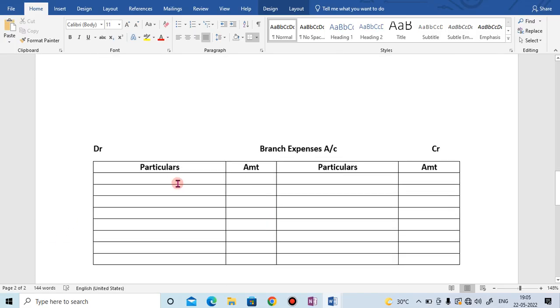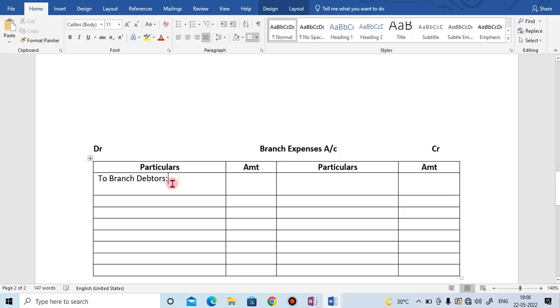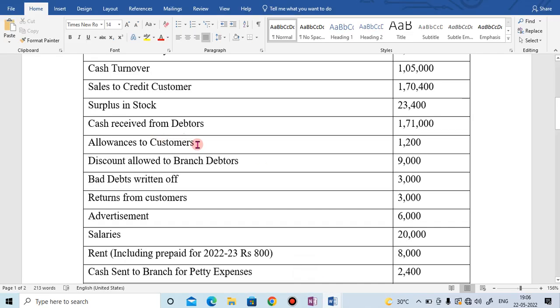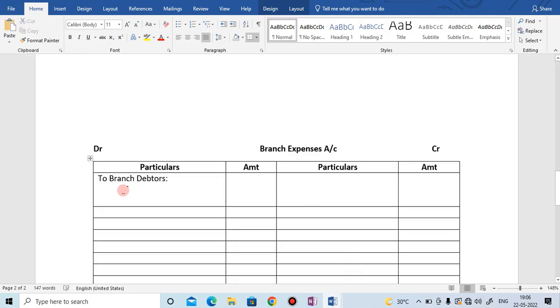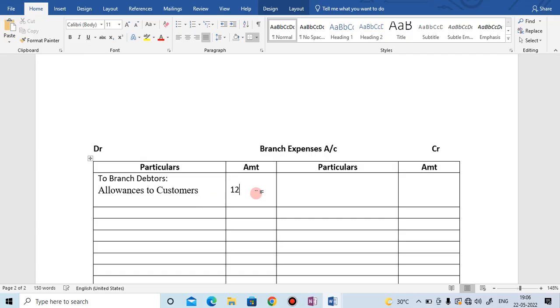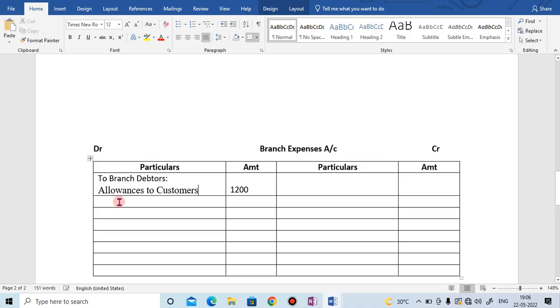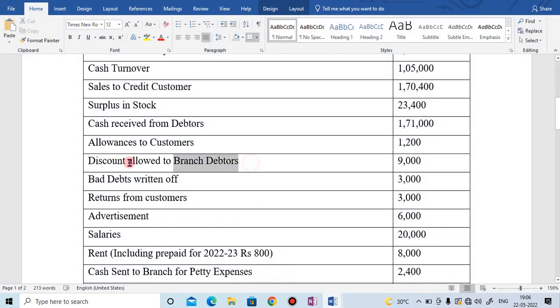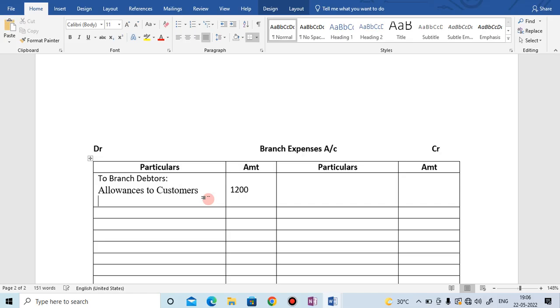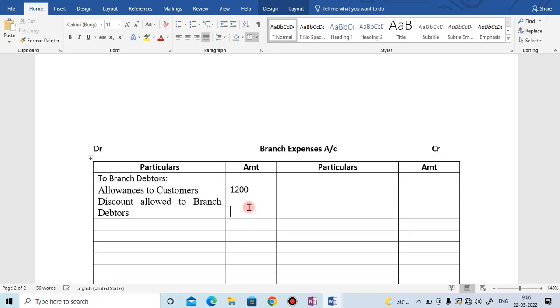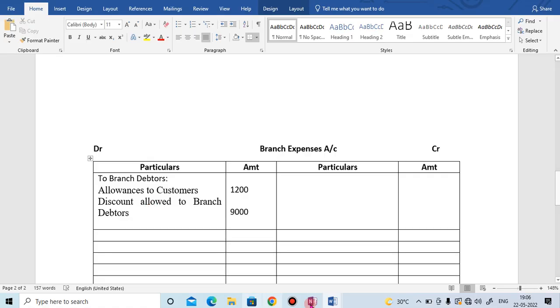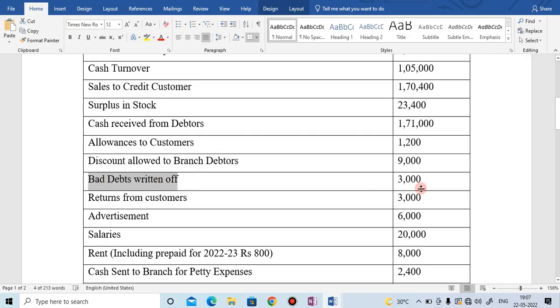So in branch expenses account, in debit side, to branch debtors, allowances to customers 1,200, then discount allowed to branch debtors 9,000, next bad debts written off 3,000.